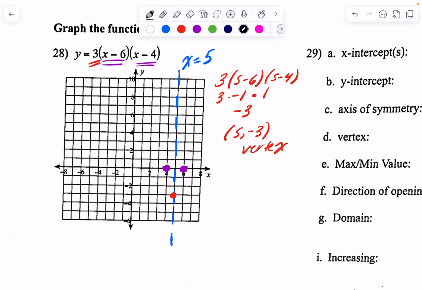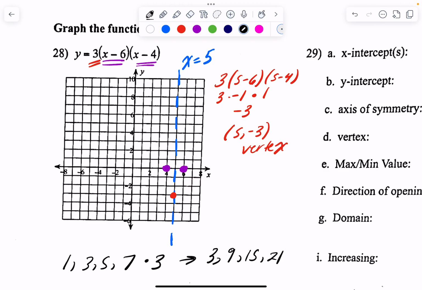We could then do the 1, 3, 5, 7 rule if we wanted. So start at the vertex, but it's times by 3. So it would be the 3, 9, 15, 21 rule. So over 1 up 3 is the purple points. Then from the purple points over 1 up 9. Now we have enough to graph.